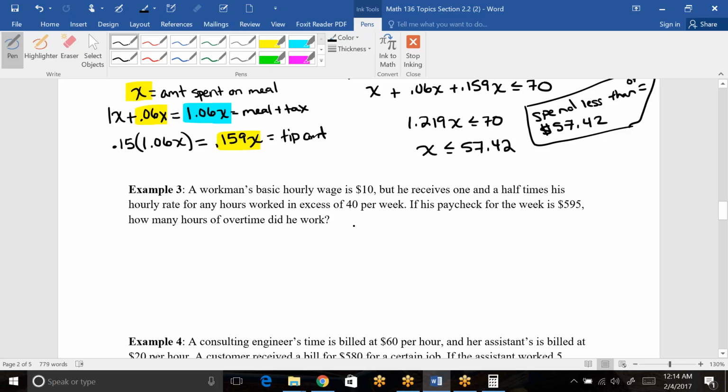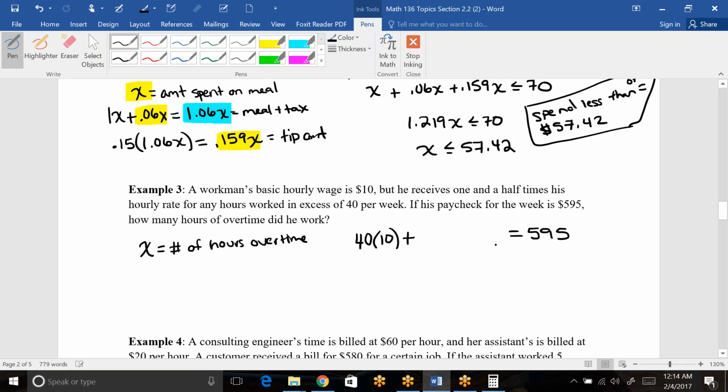Well, there's a couple different ways you could approach this one, but let's let X equal the number of hours overtime. And what we already know is that he worked 40 hours, because if he didn't work 40 hours, he wouldn't be getting overtime. So the first thing I would think of is that the 40 is getting paid at $10. And I know that we want this to equal his paycheck for the week, so that's the $595.